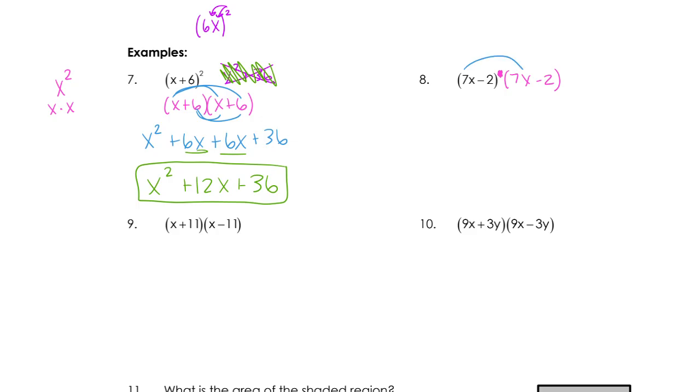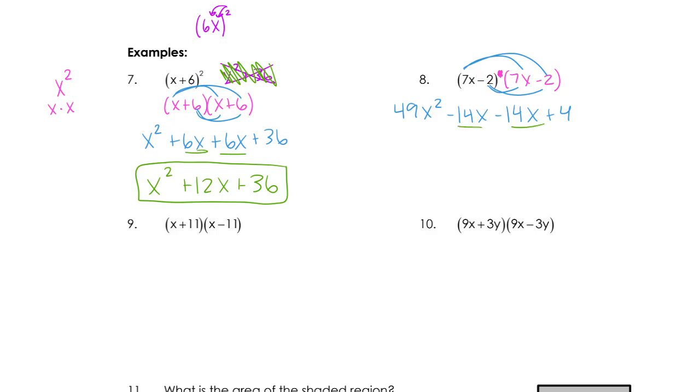So first, 7x times 7x, 7 times 7 would be 49, x times x is x squared. Outside, 7x times negative 2 would be minus 14x. Inside, negative 2 times 7x would be another minus 14x. And then last, we have negative 2 times negative 2. Don't forget, 2 negatives makes a positive here, so that would be a plus 4.